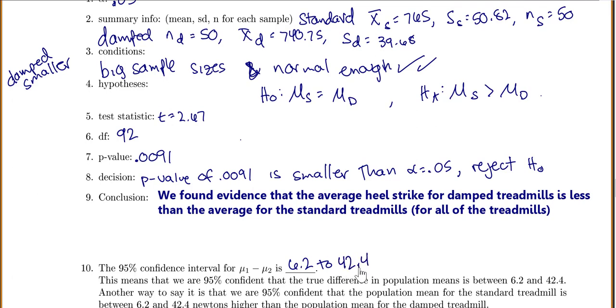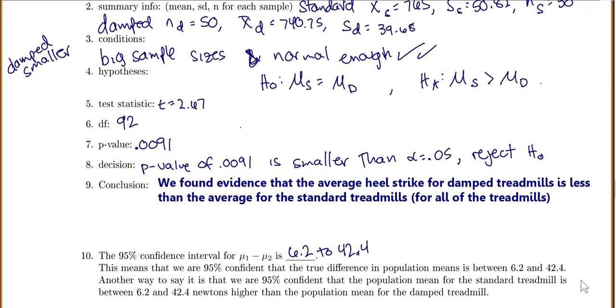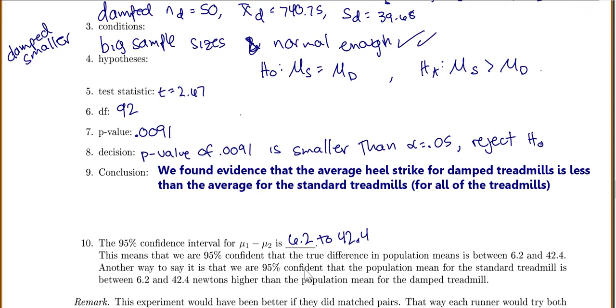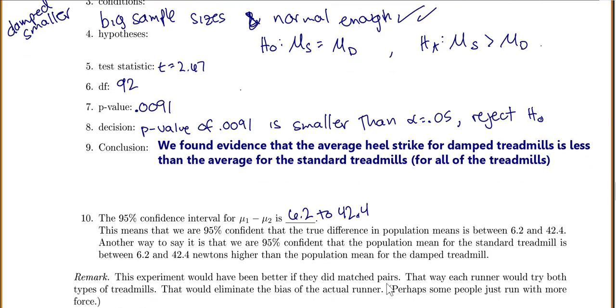That seems like a huge difference to me. This means we're 95% confident that our true difference in the population means is between 6.2 and 42.4. Another way to say it is we're 95% confident that the population mean for our standard treadmill is between 6.2 and 42.4 newtons higher than the population mean for the damp treadmill.